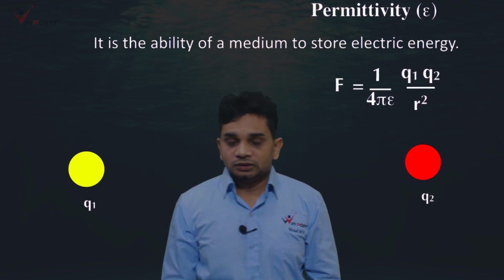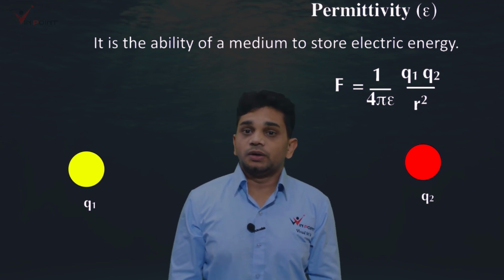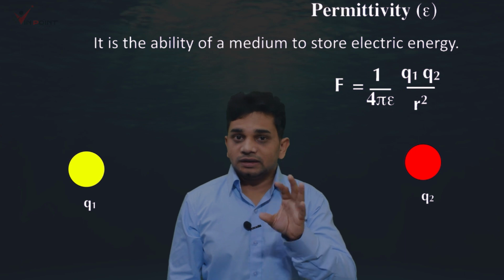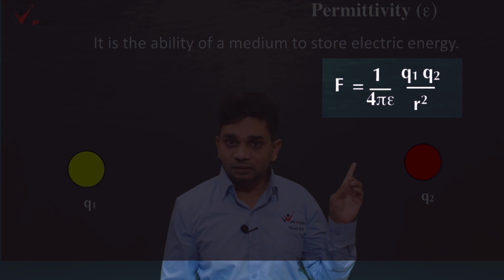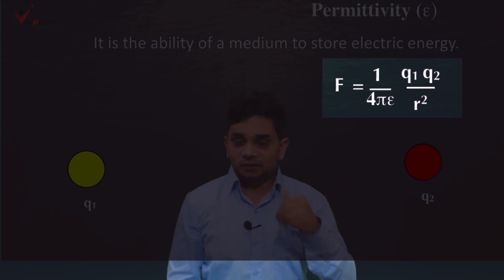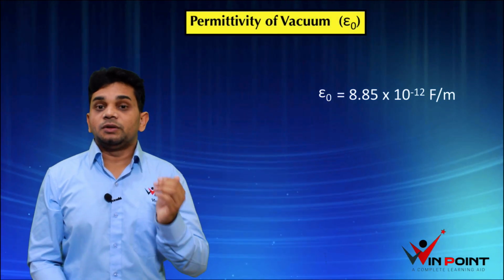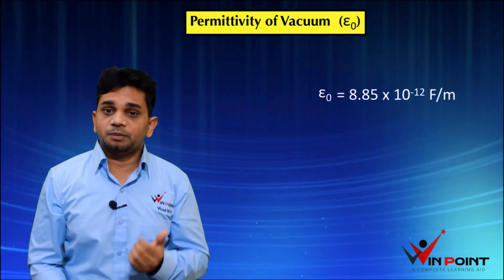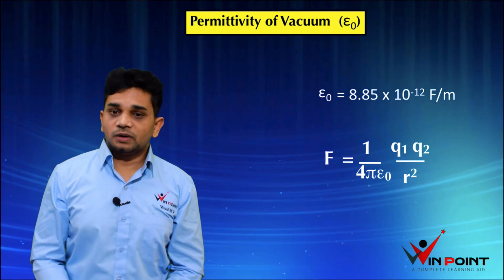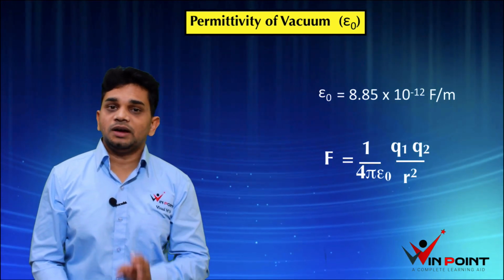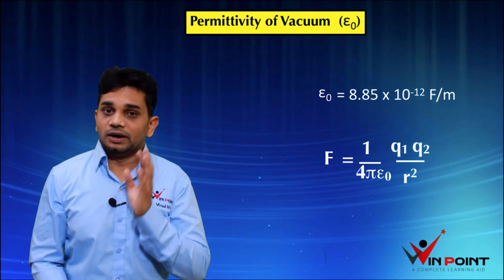If we are considering permittivity, the equation will be F equal to 1 by 4 pi epsilon Q1 Q2 by R square in general. You can see that it is epsilon only because it is a general equation. When we are considering permittivity of vacuum, it will be epsilon 0. The value of epsilon 0 you need to learn: 8.85 into 10 raised to minus 12 farad per meter. Now what will be the equation? F equal to 1 by 4 pi epsilon 0 Q1 Q2 by R square. That is the equation for force according to Coulomb's law. You need to learn this equation.